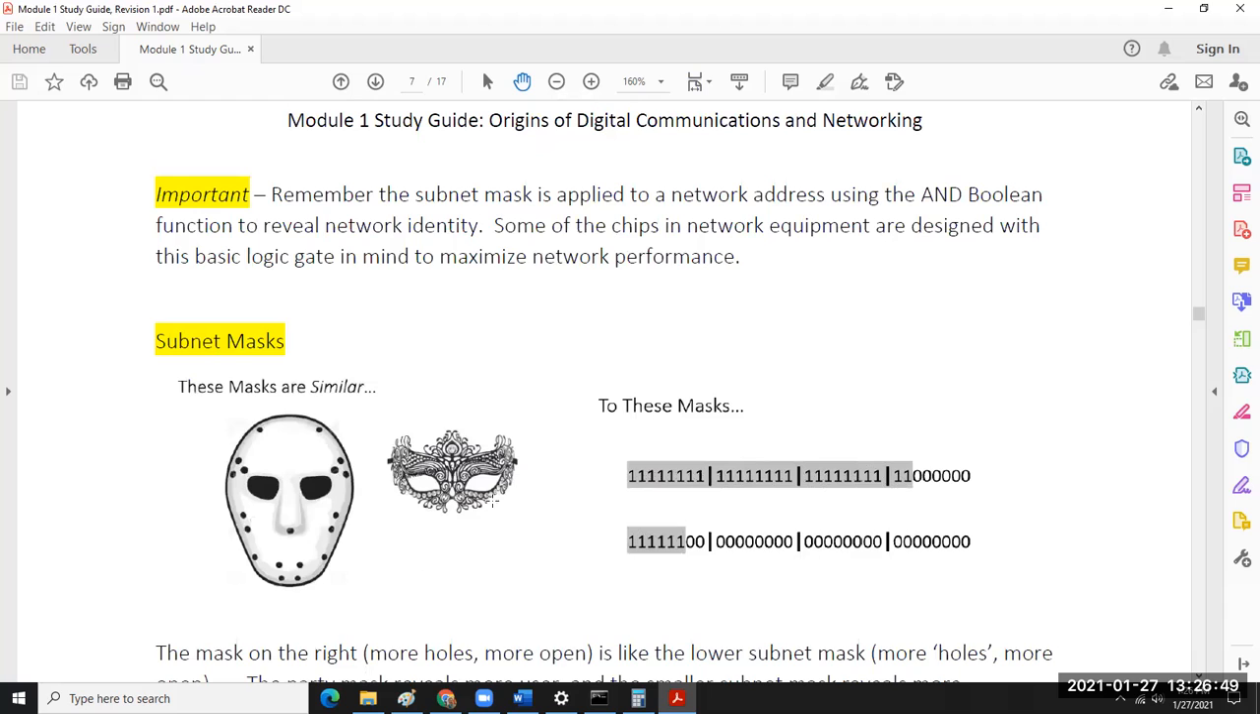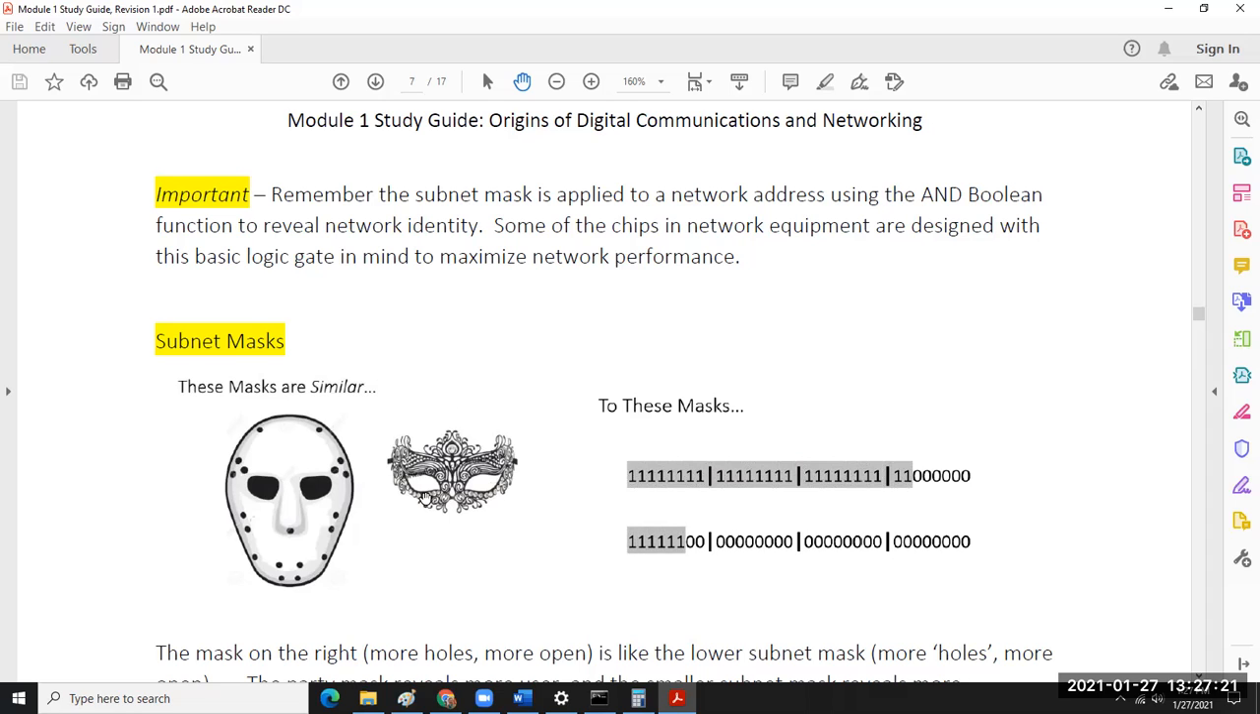You could say that there's more of the user showing through with this mask, where with this mask, there's less of the user showing because their skin isn't exposed, right? So what am I saying? Think of the holes in the mask as the zeros. The more holes, if you put a bunch of holes together, you just have an open space. If you just overlap all the holes on top of each other, this subnet mask is like this real mask.